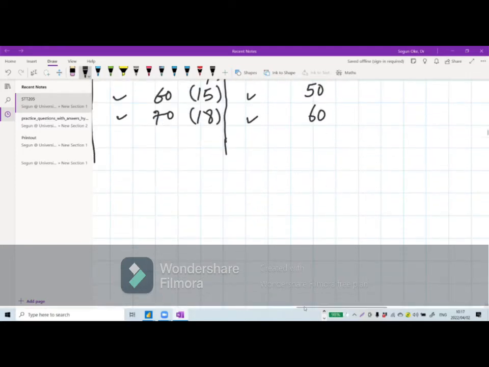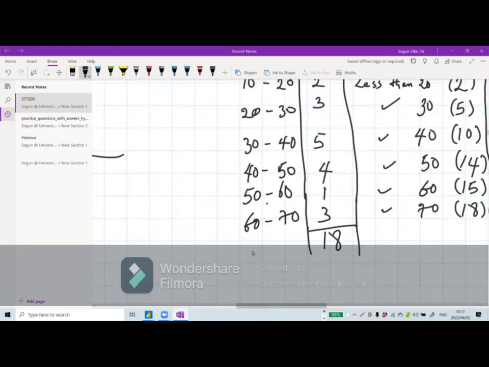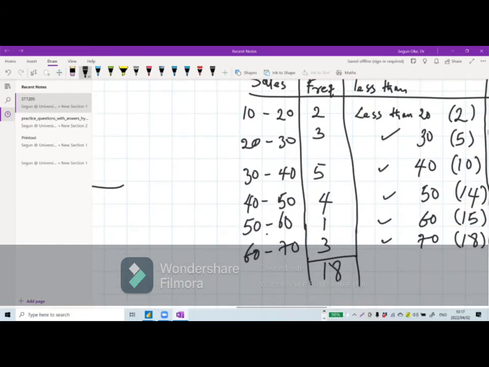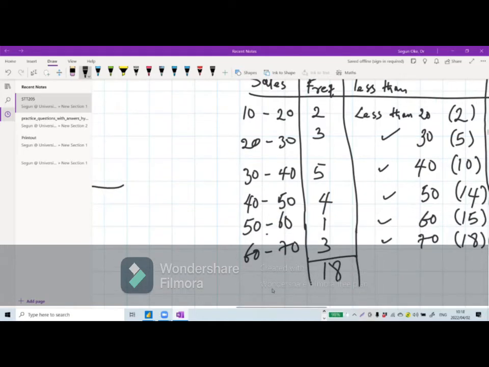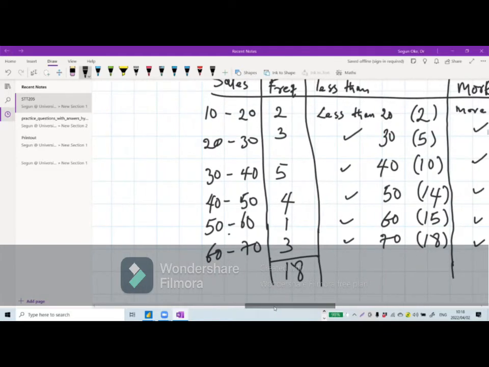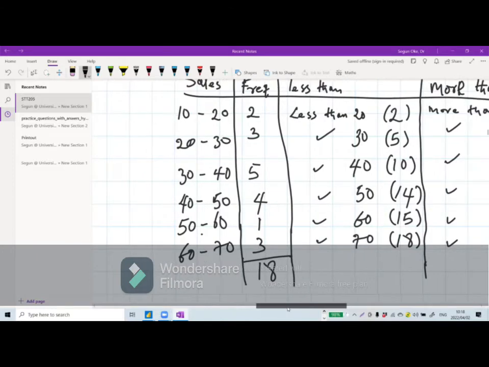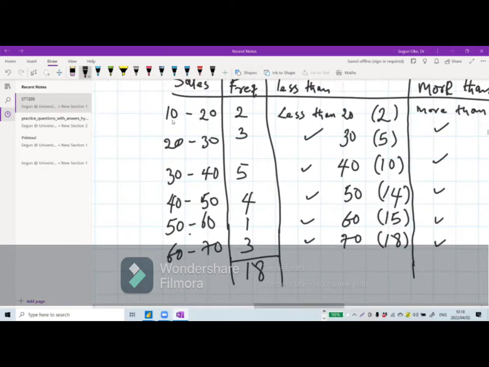Always remember, for those of us that said you don't understand, remember that you have upper class and lower class limits. Do you agree with me? Yes. Now, in this case, how many people sold less than 20? Remember, it's more than 10. From 10 to 20. So at this point, how many people sold less than 20 here? They are 2.